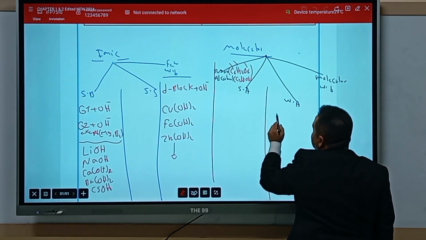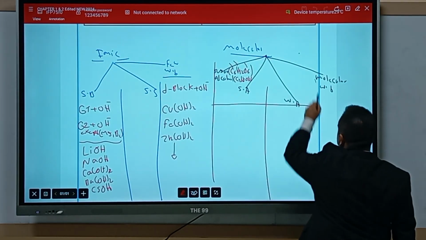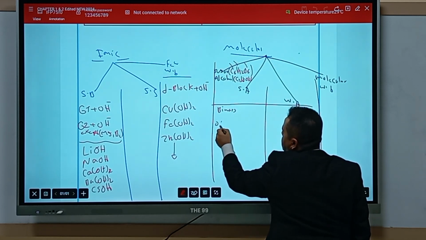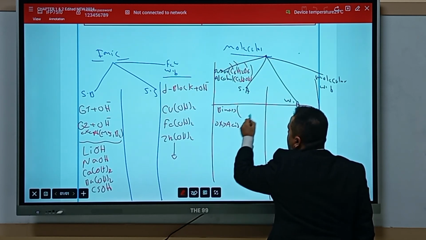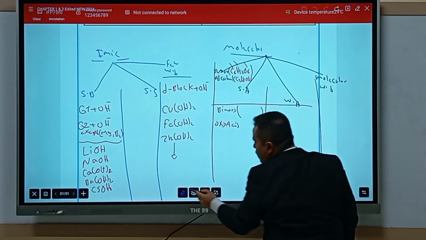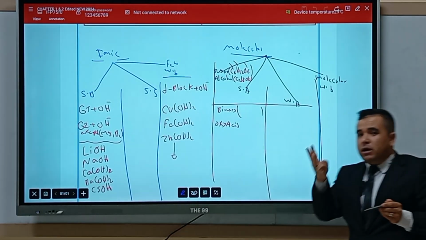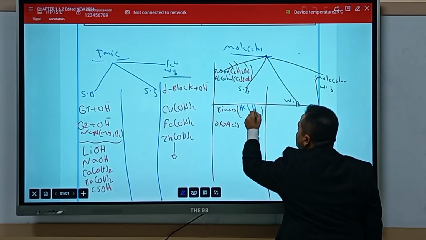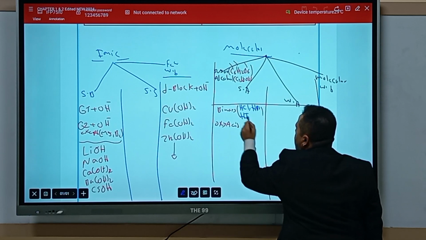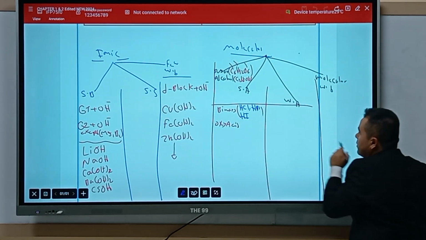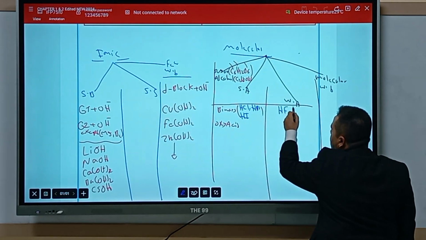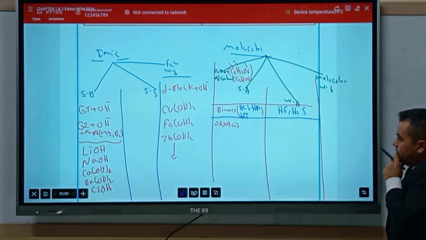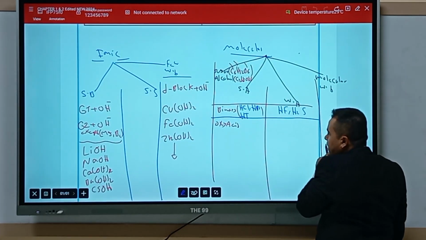The strong acids, guys, we have got two types of acid: binary and oxy. The binary acids in our book are 5 binaries. 3 of them are strongest, 2 of them are weakest. HCl, HBr, HI, they are all strong binaries. And HF, H2S are what? Weak binaries.